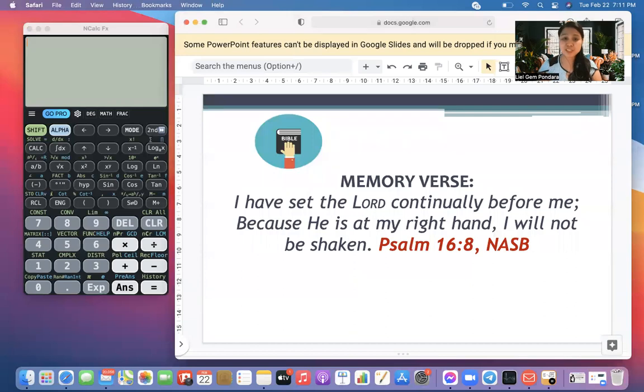Our memory verse is found in Psalm 116 verse 8. In the NASB version, it says, I have set the Lord continually before me, because he is at my right hand, I will not be shaken.